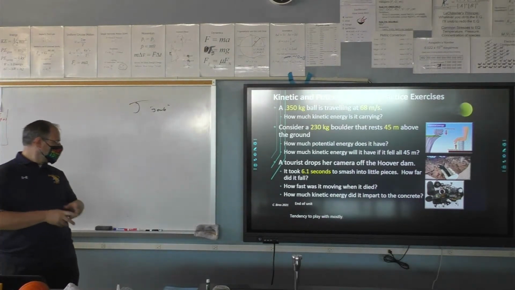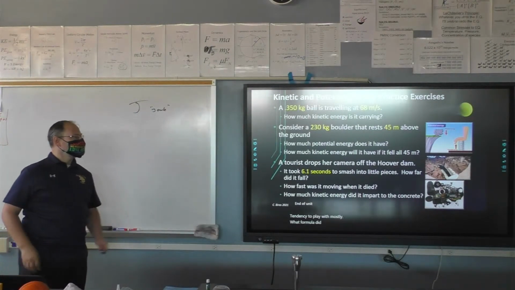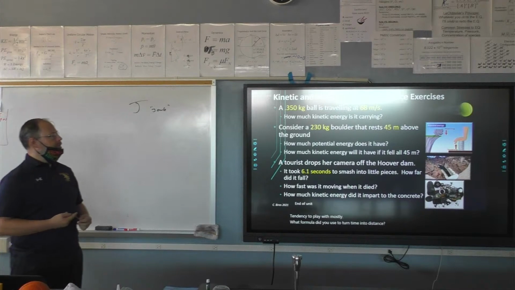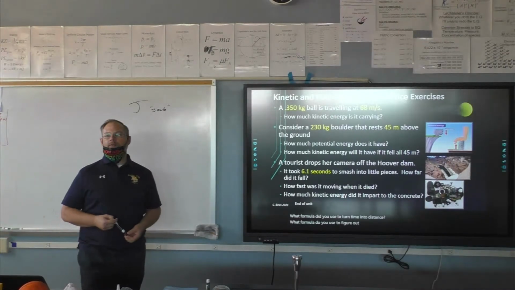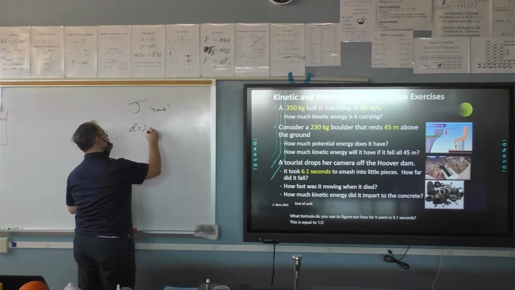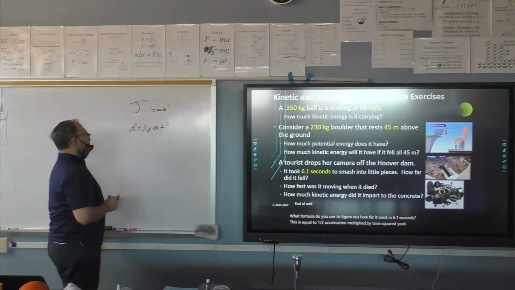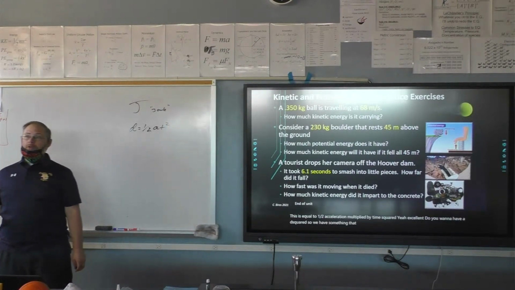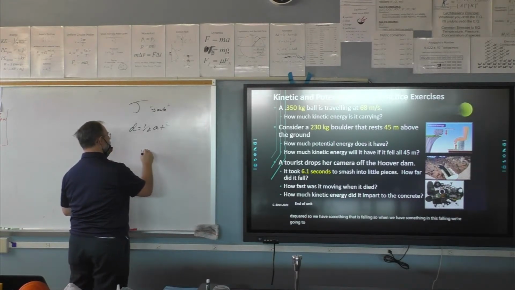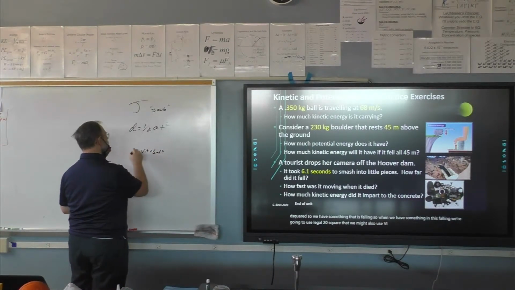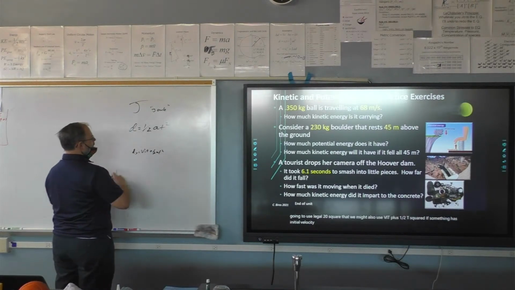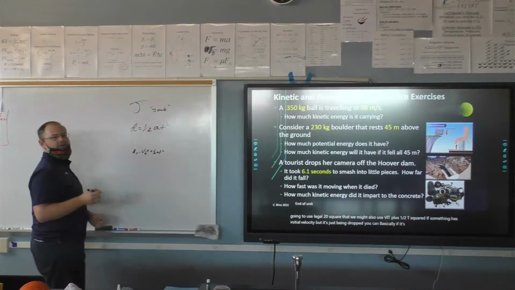All right, what formula did you use to turn time into distance? What formula did you use to figure out how far it went in 6.1 seconds? Okay. Distance is equal to 1/2 acceleration multiplied by time squared. Yeah, excellent. D equals 1/2 AT squared. So when we have something that is falling, we're going to use D equals 1/2 AT squared, and we might also use VIT plus 1/2 AT squared if something has an initial velocity, but if it's just being dropped, this VI term disappears.